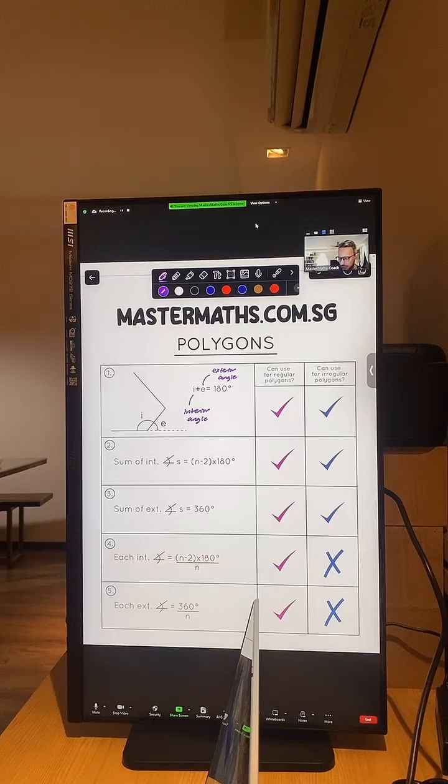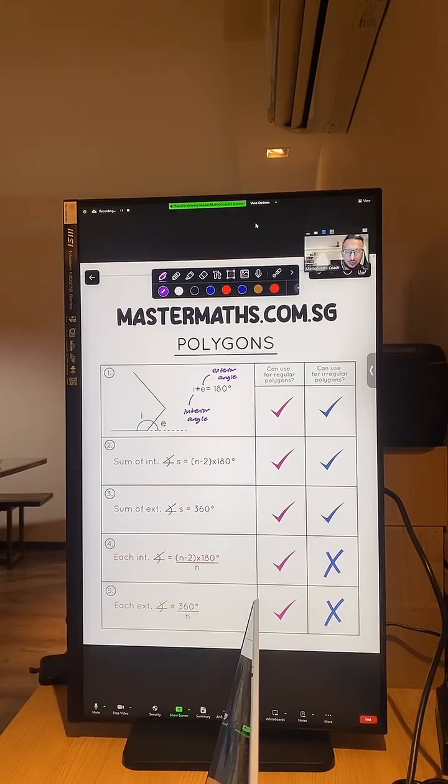Now, the sum of interior angles. This one we've been going through all night, right? N minus 2 times 180 degrees. This can be used whether you're talking about a regular polygon or an irregular polygon.